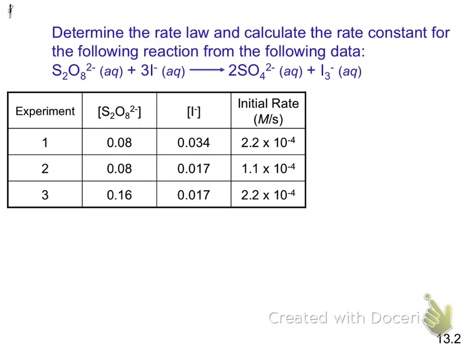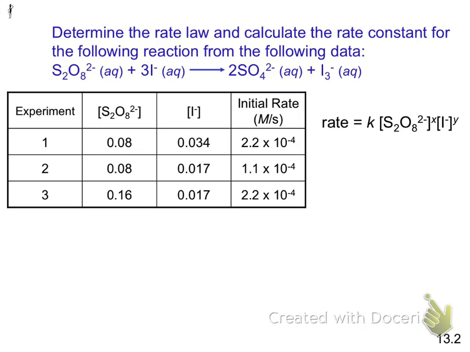So we actually want to determine the rate law for this one. We want to determine the rate law and calculate the rate constant. So we're going to actually calculate the constant, that's K, for the following reaction from the following data. Okay, so we have 3 different experiments. We have a couple of different initial rates here. All right. So here's our general equation. We know both of our reactants, S2O8 and I negative. We want to know what K, X, and Y are.